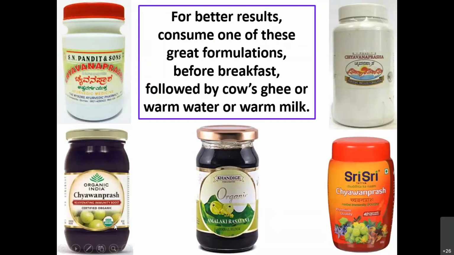Amalaki Rasayana is different from Chyavanprasha. Once you start Amalaki Rasayana, then stop Chyavanprasha. Afterwards, again start Chyavanprasha after you complete Amalaki Rasayana. Amalaki's main content is this gooseberry, wild gooseberry. It is present in Chyavanprasha as well, but Amalaki is specifically the gooseberry Rasayana itself.